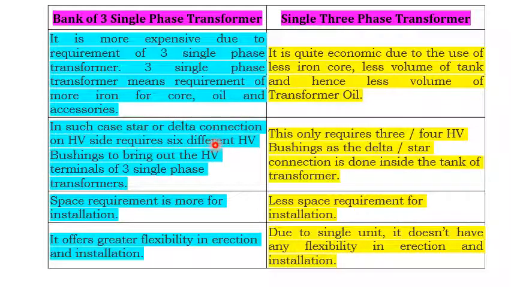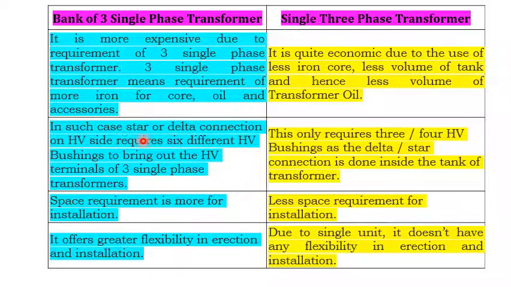Next, second point: in a bank of 3 single phase transformers, in such case star or delta connection on the HV side requires 6 different HV bushings to bring out the HV terminals of 3 single phase transformers. So this is the connection of the transformer, that is either star or delta connection, in terms of 3-phase supply.